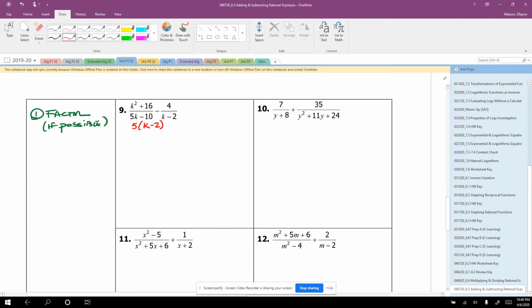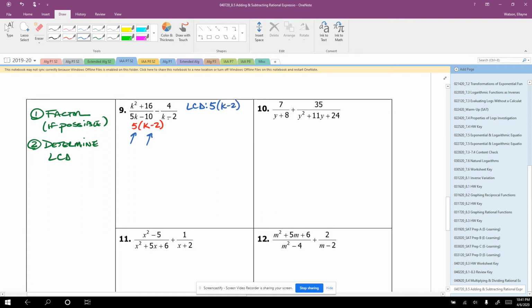Okay, so the next step would be to determine your LCD. Okay, and so this is how I kind of do LCD. I look at the denominator of each and I do it separately. So for the denominator of the first term, I have a 5, so I need a 5. And then I have a k minus 2, so times k minus 2.